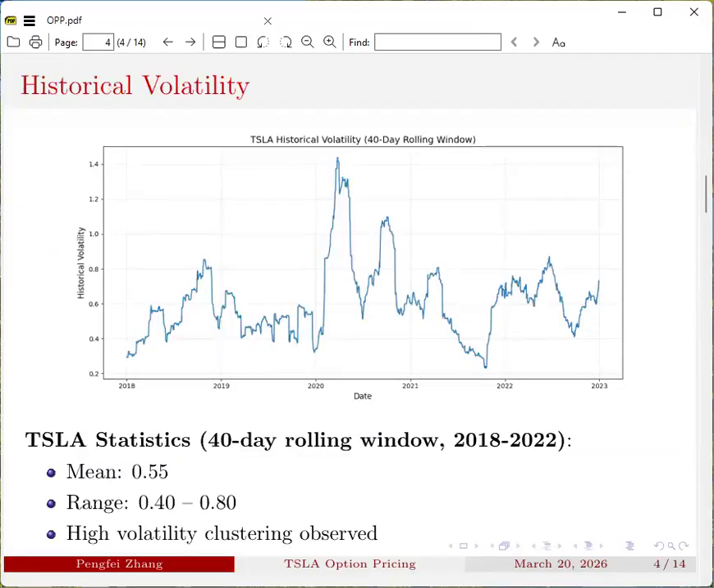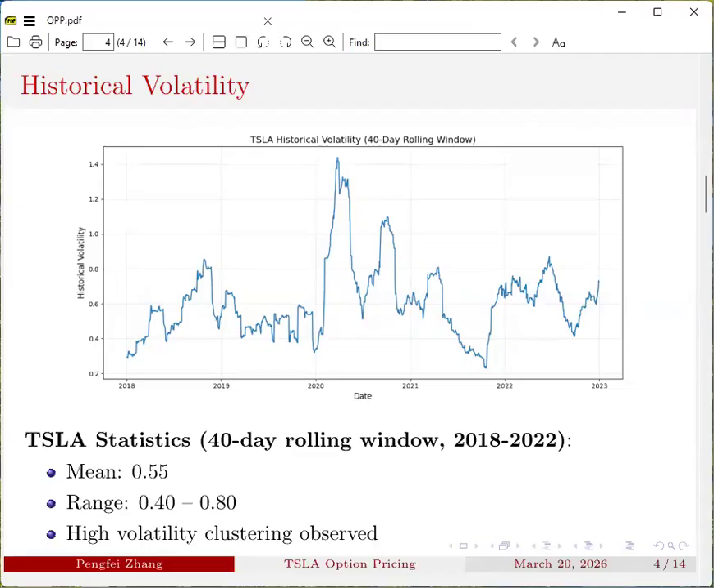Here is the historical volatility of Tesla stock using rolling windows. Volatility is clearly not constant, as is assumed in the Black-Scholes. It oscillates over time, typically between 0.4 and 0.8, with occasional spikes.